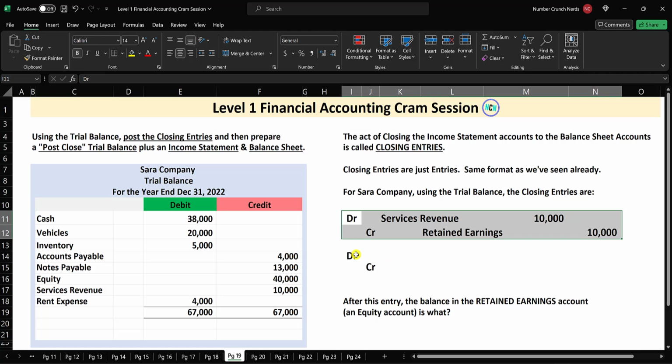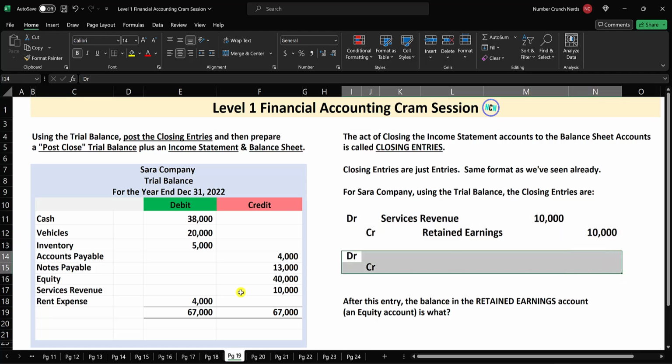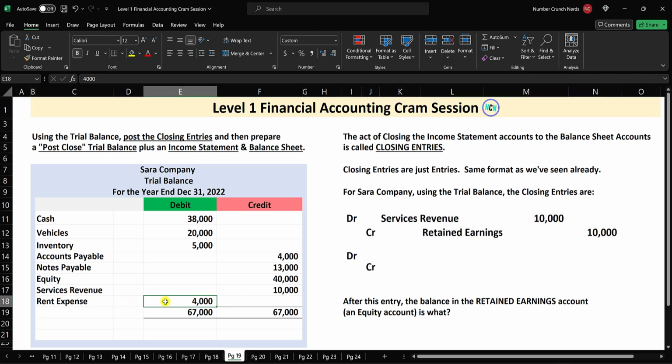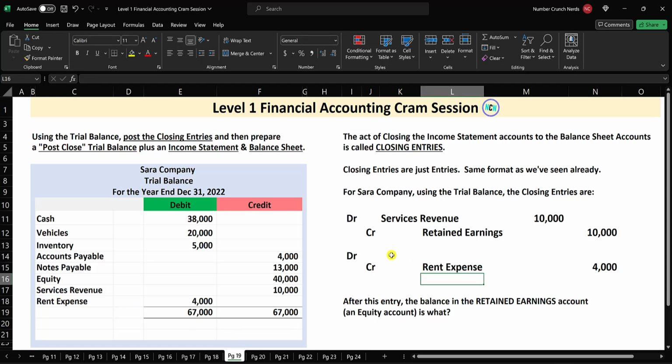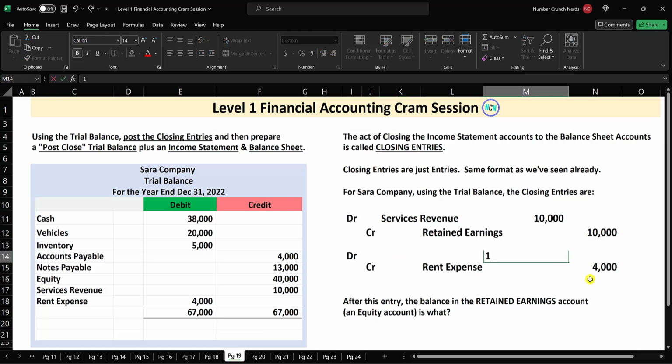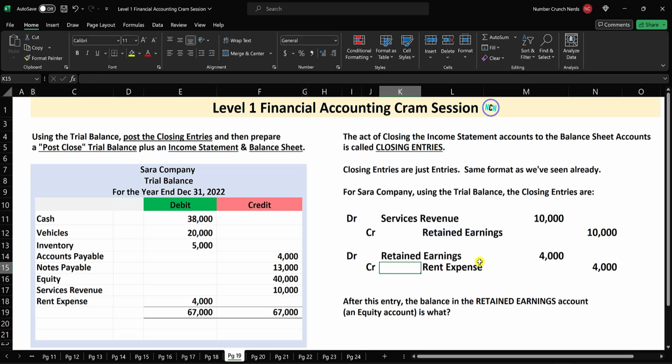Now we have to do the same thing for the expense accounts. So this is the expense account. The expense account has a debit balance. So what are we going to do with that? We're going to have to credit that. We're going to credit this account right here. And we know that this is called rent expense. I'm going to go ahead and link that. And then what is the other side of the entry? We know the debit is going to have to be for $4,000. What account is it going to be to? It's going to be to the balance sheet account called retained earnings.